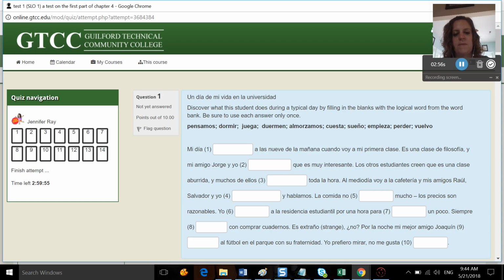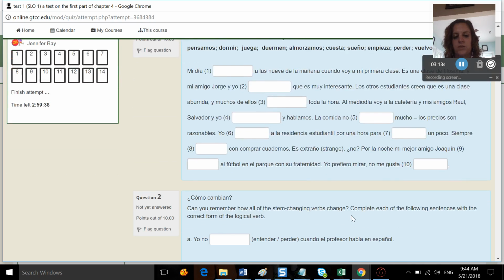So un día de mi vida en la universidad, this is vocabulary. Decide what the student does during a typical day by filling in the blanks with a logical word from the word bank. You're only going to use each word once. They're already in the form in which you should use them, so you don't need to change anything. Just read through the sentences, pick which word would make the most sense.